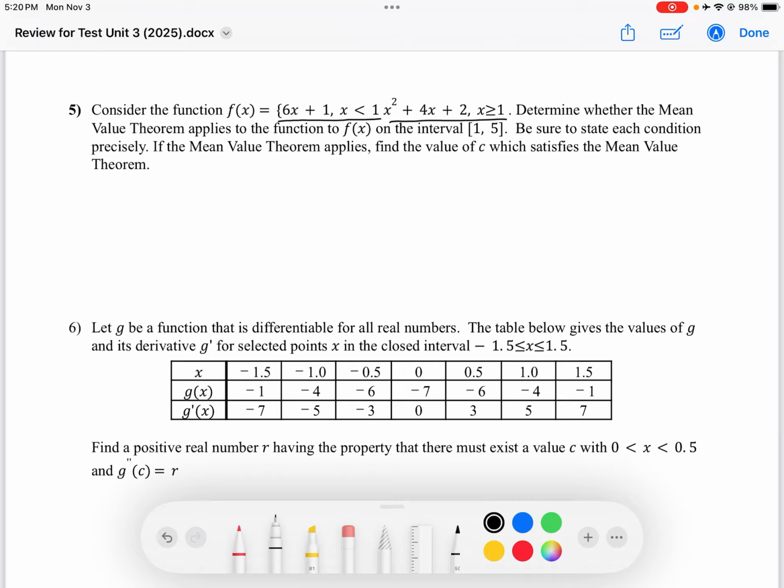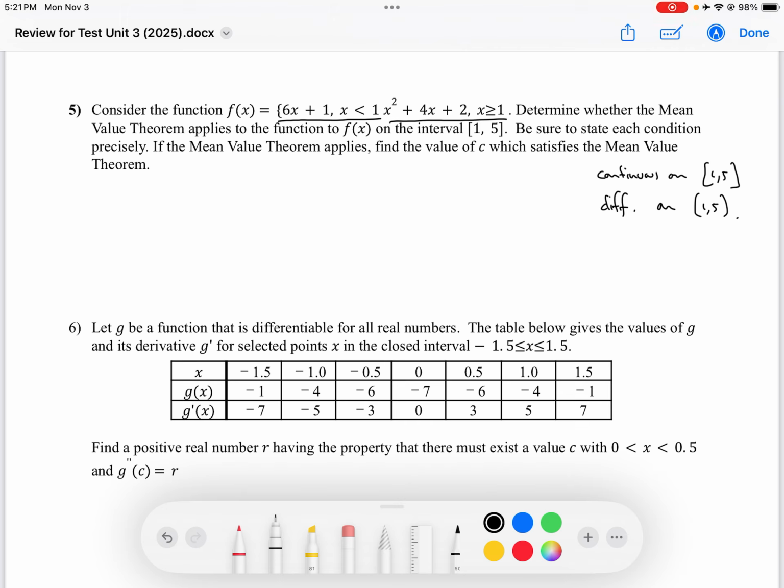I need f to be continuous on the closed interval [1, 5], and I need it to be differentiable on the open interval (1, 5). It doesn't have to be differentiable at the endpoints. So we've got to check that.